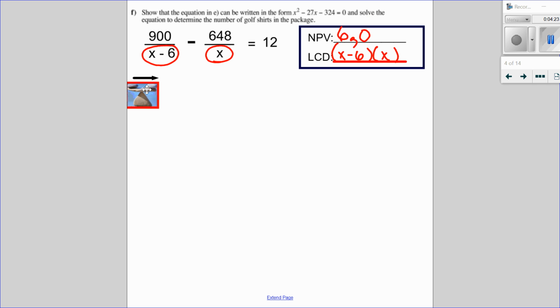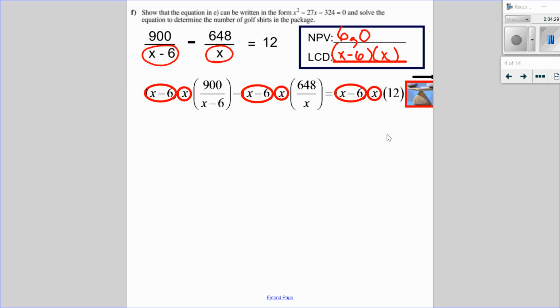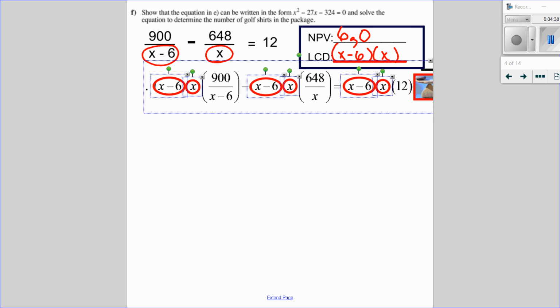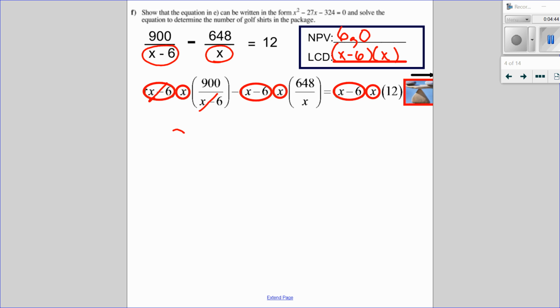So using balance, what I do is I multiply every single term by the lowest common denominator. And by doing it to every single term, I maintain the balance. So multiplying by X minus 6 and dividing by X minus 6, that cancels out. They are inverse operations. So X minus 6 cancels. I'm left with 900 times X. Multiply by X, divide by X.